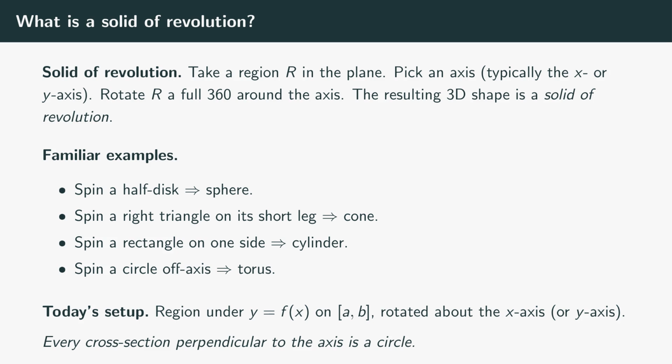Today's bread and butter is the region under a curve y equals f of x on an interval from a to b, rotated around the x-axis. The resulting solid is symmetric about the x-axis. Every perpendicular cross-section is a circle, because that's what rotation produces. The radius of that circle at position x is exactly f of x. That's the key geometric fact. Cross-section perpendicular to the axis of rotation is a circle of radius f of x, area pi times f of x squared. That's the whole disk method, sitting right there waiting to be integrated.